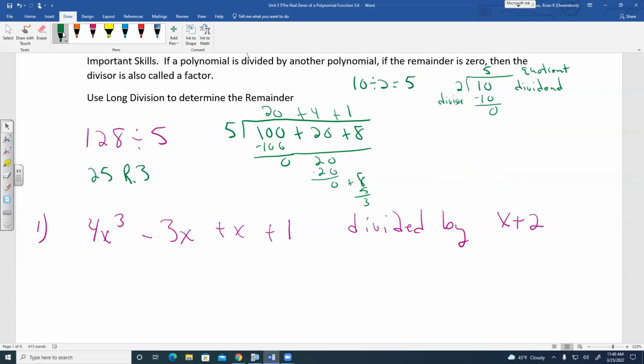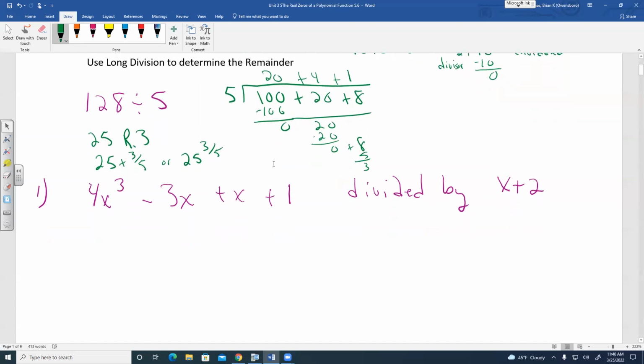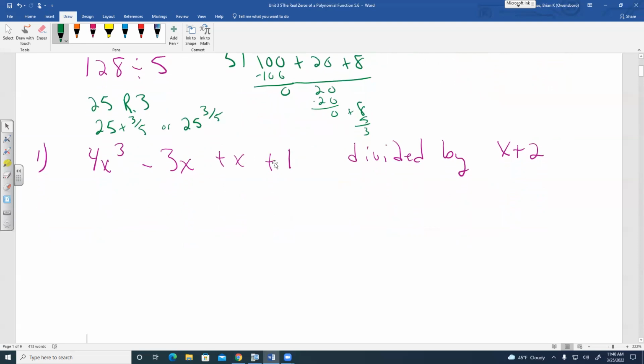We also can write this as purely a quotient. You can say 25 plus 3/5, and that would be the actual quotient. Or we actually refer to that as 25 and 3/5 using the shortcut language. So 25 and 3/5 means 25 plus 3/5. So applying some of this to dividing polynomials, it does the same thing, but the math does look a little bit different.